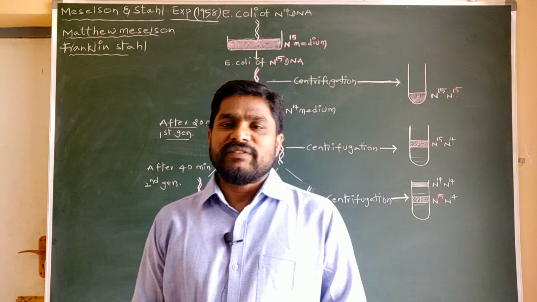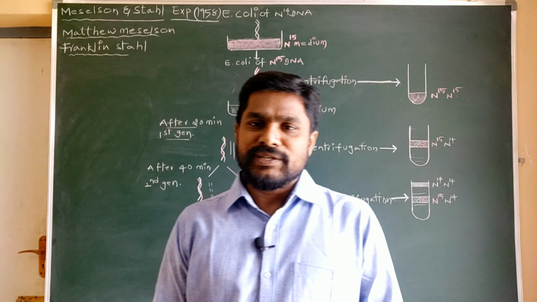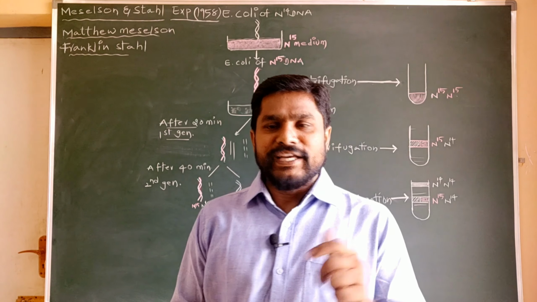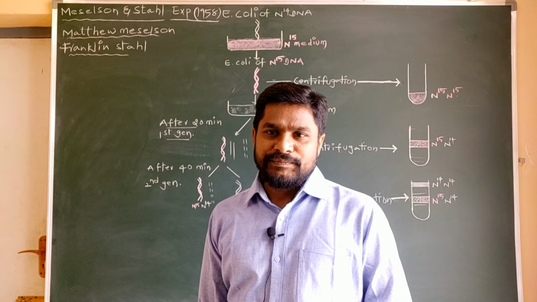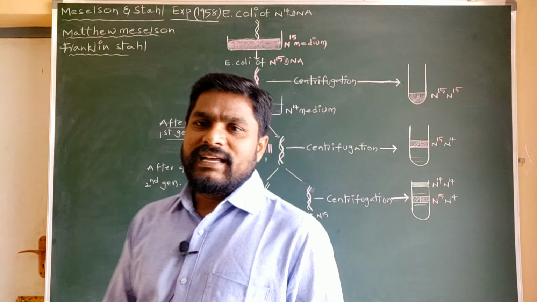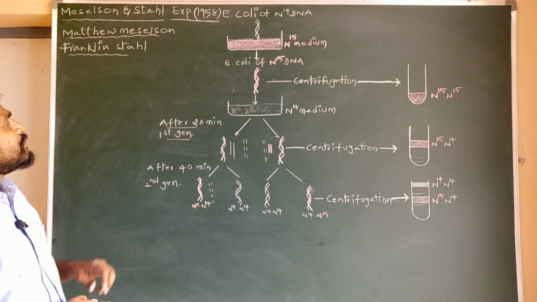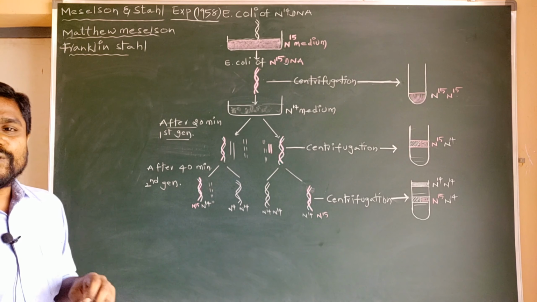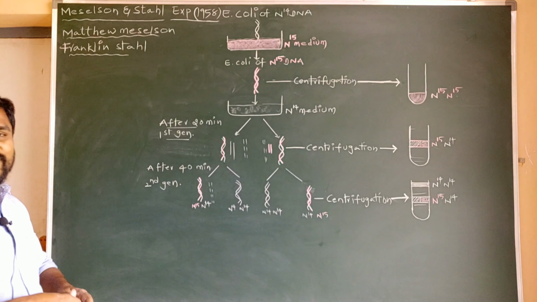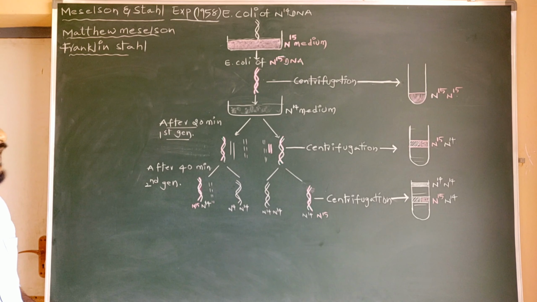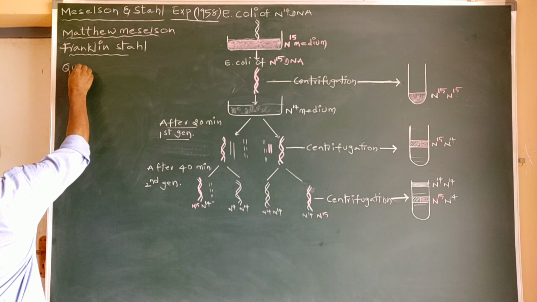In this part of the video lesson, we are going to discuss the experimental proof for the semi-conservative model of DNA replication. The experiment is Meselson and Stahl's experiment. Matthew Meselson and Franklin Stahl are the two scientists who conducted this experiment to prove DNA undergoes the semi-conservative model of replication in the year 1958. Actually, this experiment is a quantitative experimental proof.